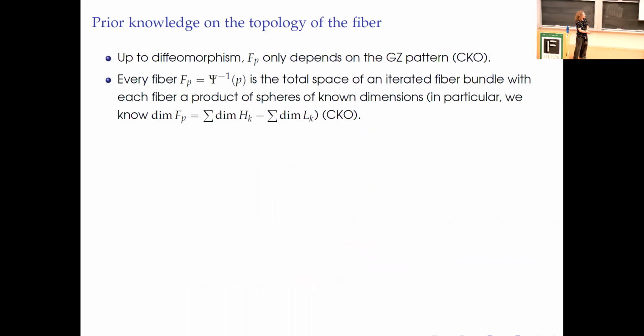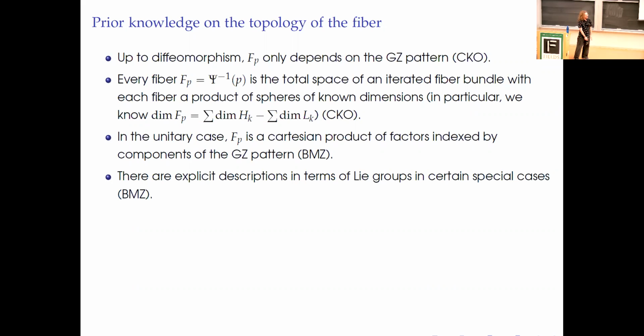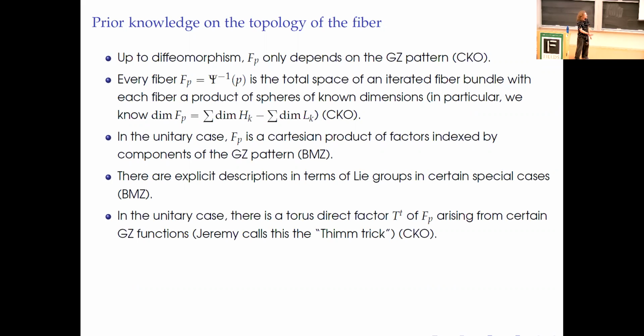Okay, so continuing, this gives a dimension formula. You just add the dimensions of the H's and subtract the dimensions of the L's, which is known. In the unitary case, this other author set showed that the fiber is a Cartesian product of factors indexed by components of this pattern. They have a similar graphical tool, and they have explicit descriptions in some cases, like unitary groups and a few others. So in the case of a unitary Gelfand-Zeitlin fiber, again, there's a torus direct factor that comes from something called the Thimm trick.